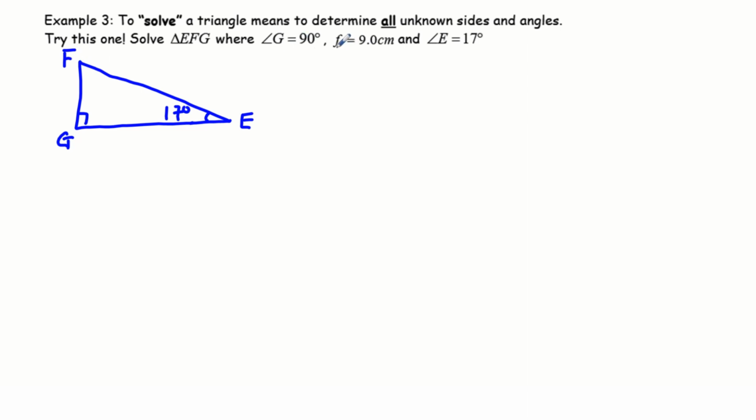And here the small letter f means the opposite side of angle F. So opposite side of G, we use small letter g. Opposite side of angle F, we use small letter f. Opposite side of angle E, we use small letter e. So in this one, side f is given, angle E is given, angle G is given. We have three things given, but we have three unknowns. We don't have angle F, we don't have angle G, we don't have angle E.